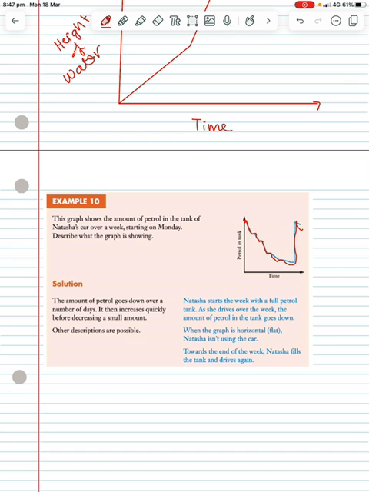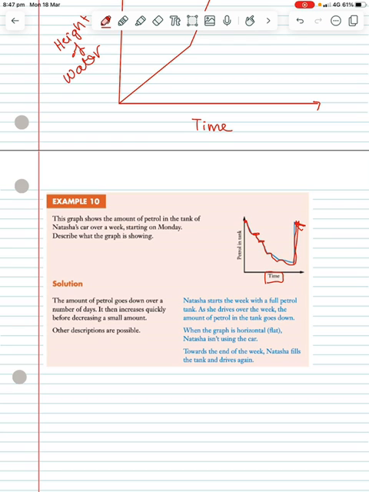When the graph is horizontal, all these little flat bits here, that's when she isn't using her car. Because remember that this axis here is time, so we don't drive our car around 24/7 basically. So there are going to be moments where the car isn't moving. Towards the end of the week, Natasha fills the tank and drives again. So that's what this sudden increase was, and then she starts driving again, and that's what that small fall is.